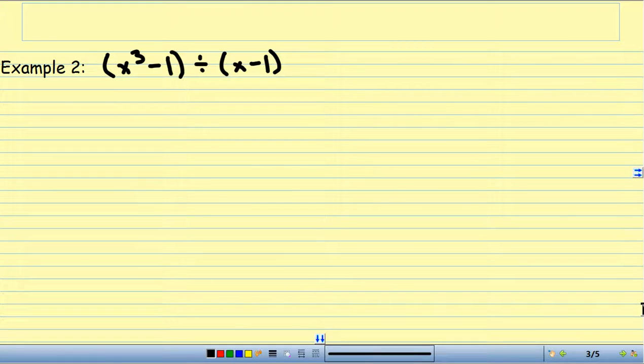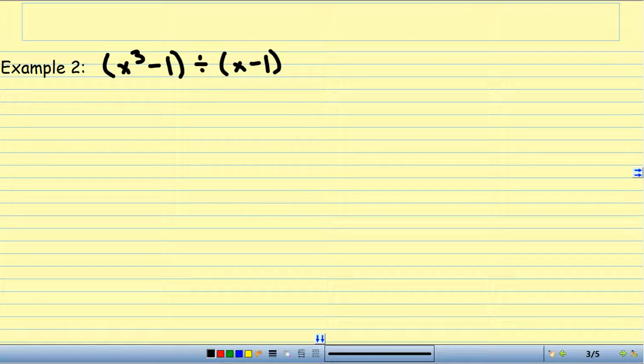So I have this example. Now I have x cubed minus 1 divided by x minus 1. Now, for these all long division, you need to put everything in descending order and not skip a place. And if you skip a term, you have to add a placeholder.